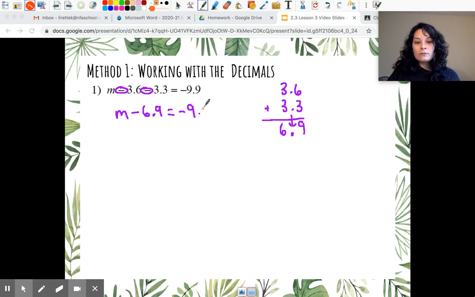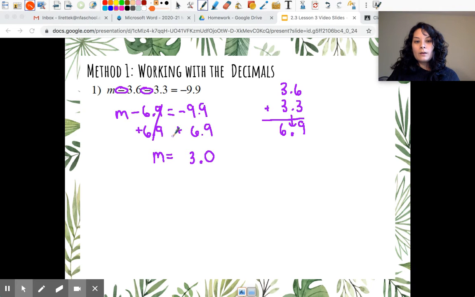Equals negative 9.9. And at this point, it's just a one step. I'm going to add that 6.9 to both sides. Let me line that up a little better. We want to line up our decimals. My signs are different, so I have to take their difference. The number that looks larger should be stacked on top, which it already is here. So now I'm just going to subtract down the columns. 9 minus 9 gives me 0. Bring down my decimal. 9 minus 6 gives me 3.